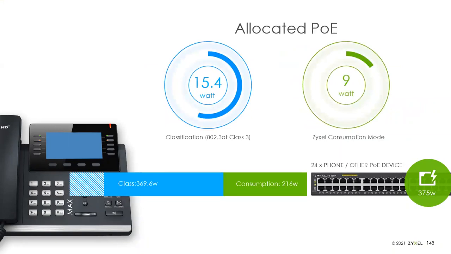So in this example here, we've got an IP phone. It uses 9 watts of power. Now, by standard, the switch is supposed to reserve 15.4 watts of power, right? So over 6 watts of power difference, that's basically never going to be used. So by using our intelligent monitoring here, you can put a lot more devices on there.